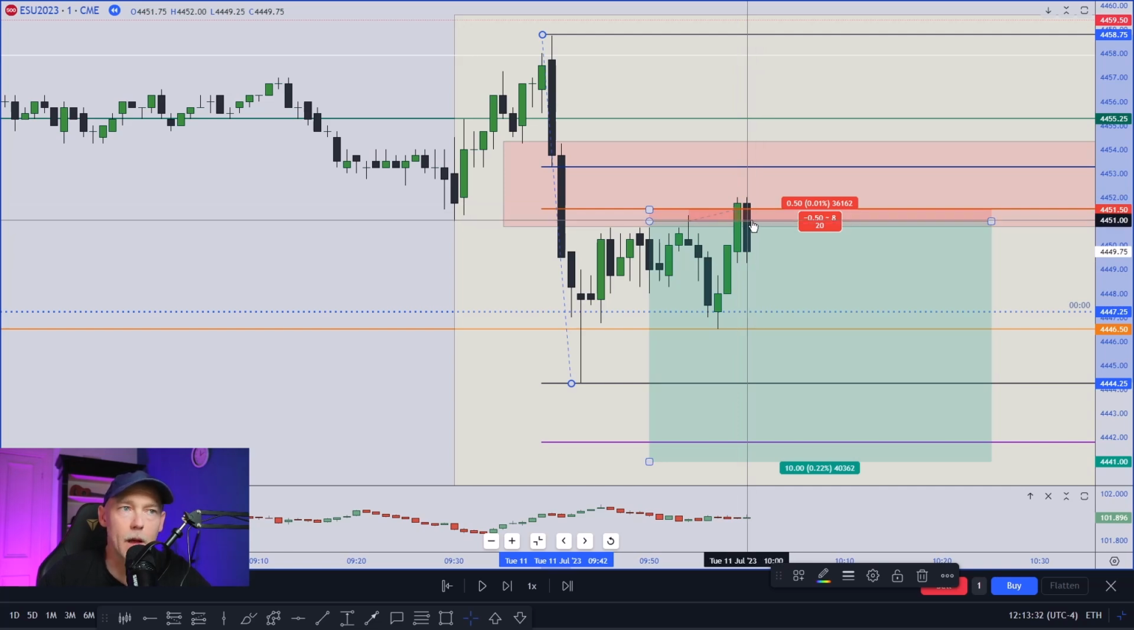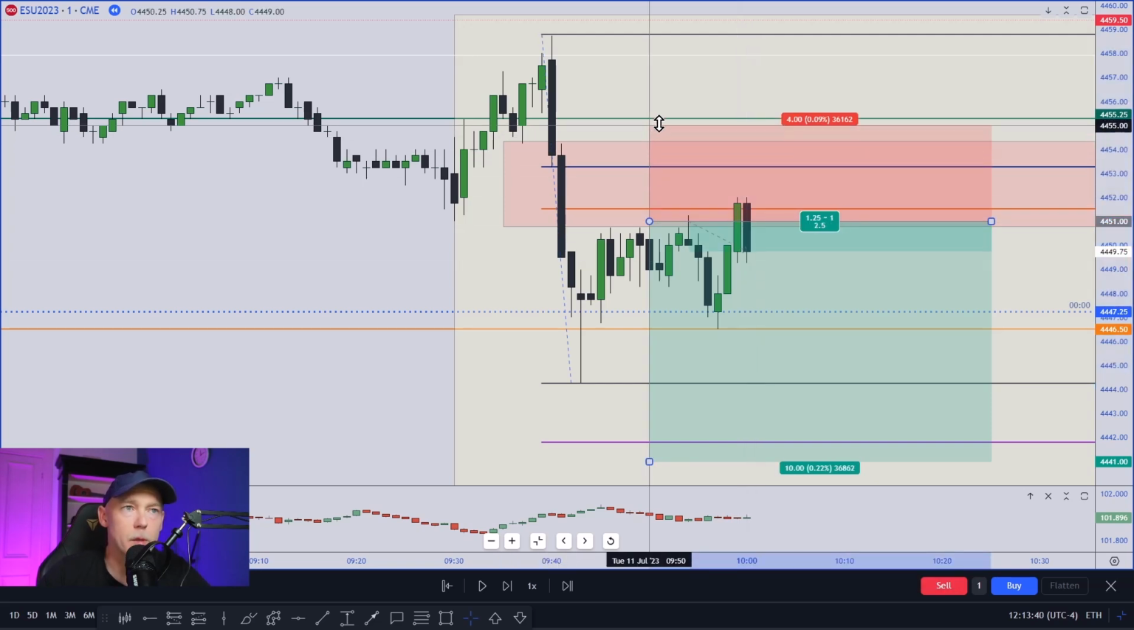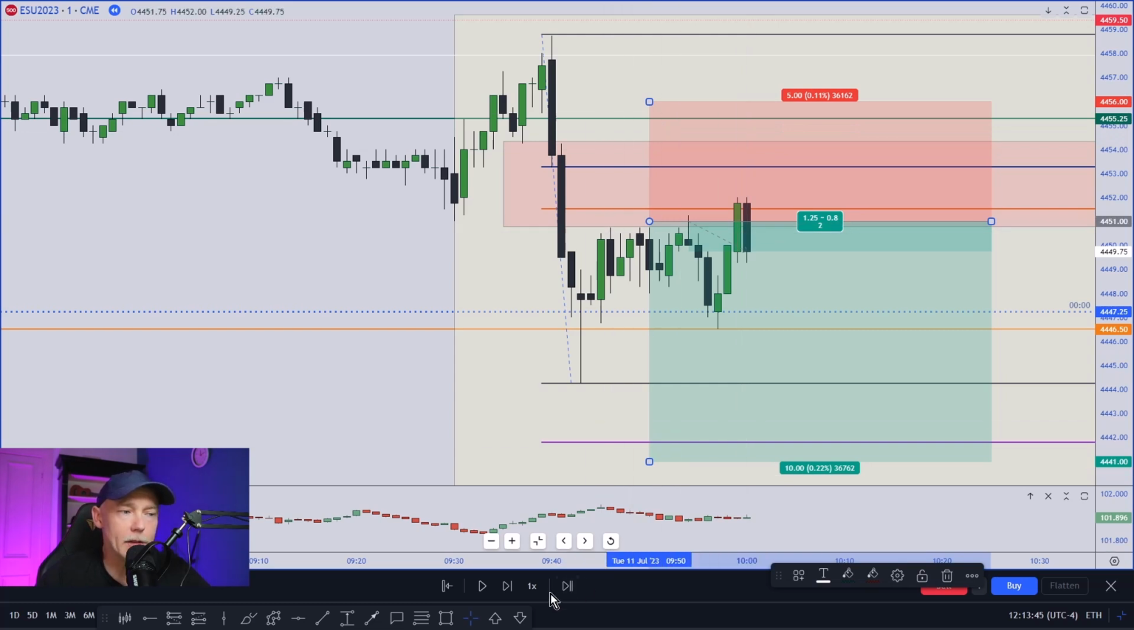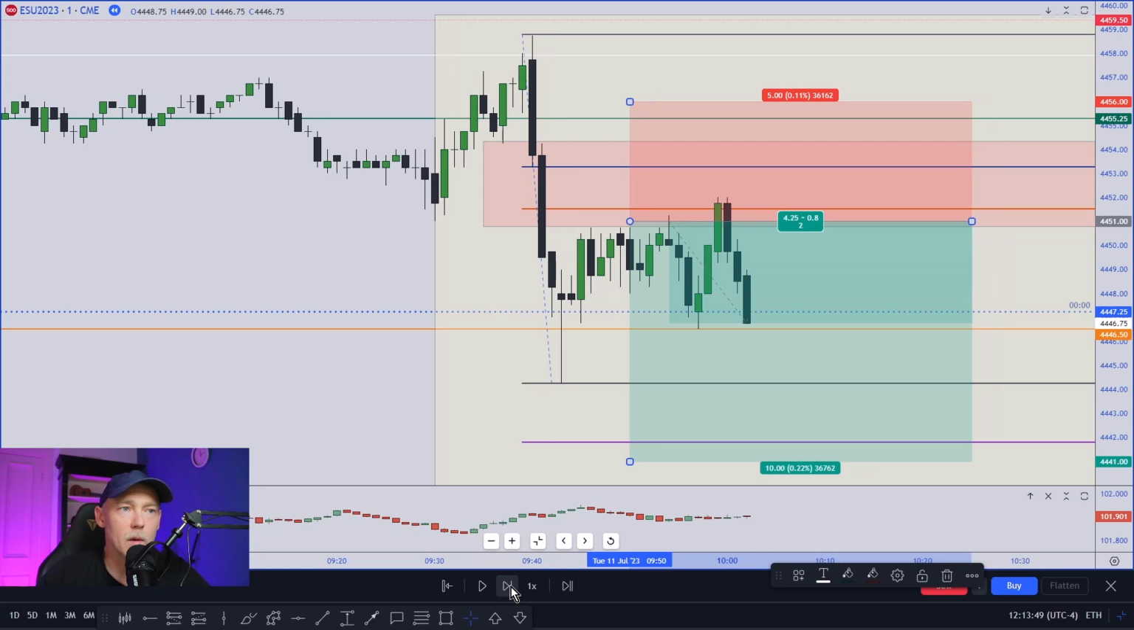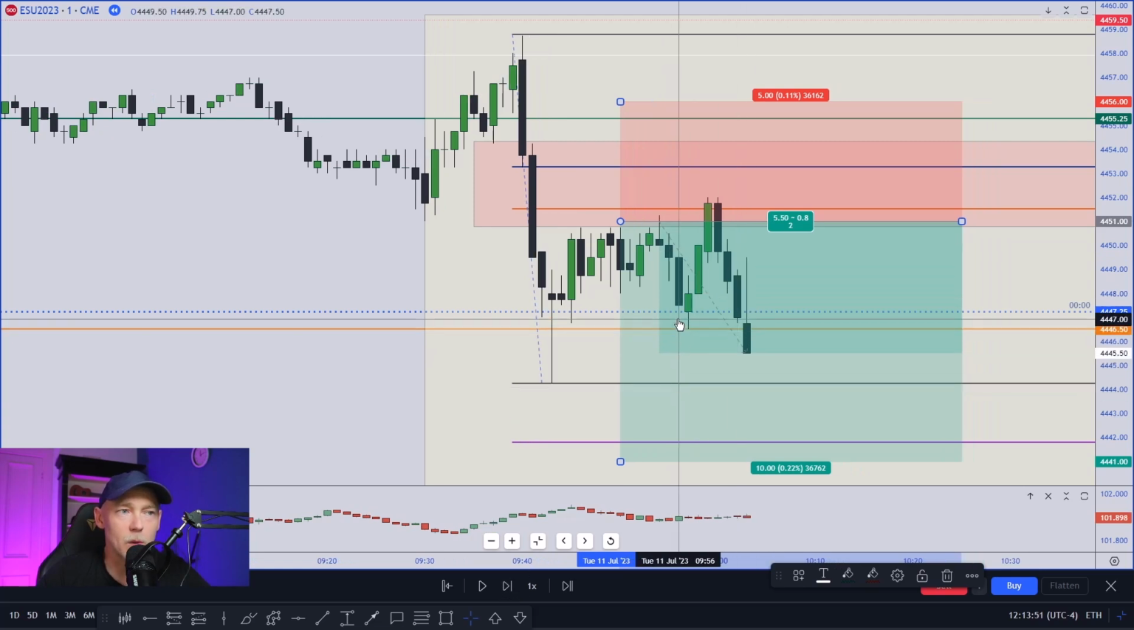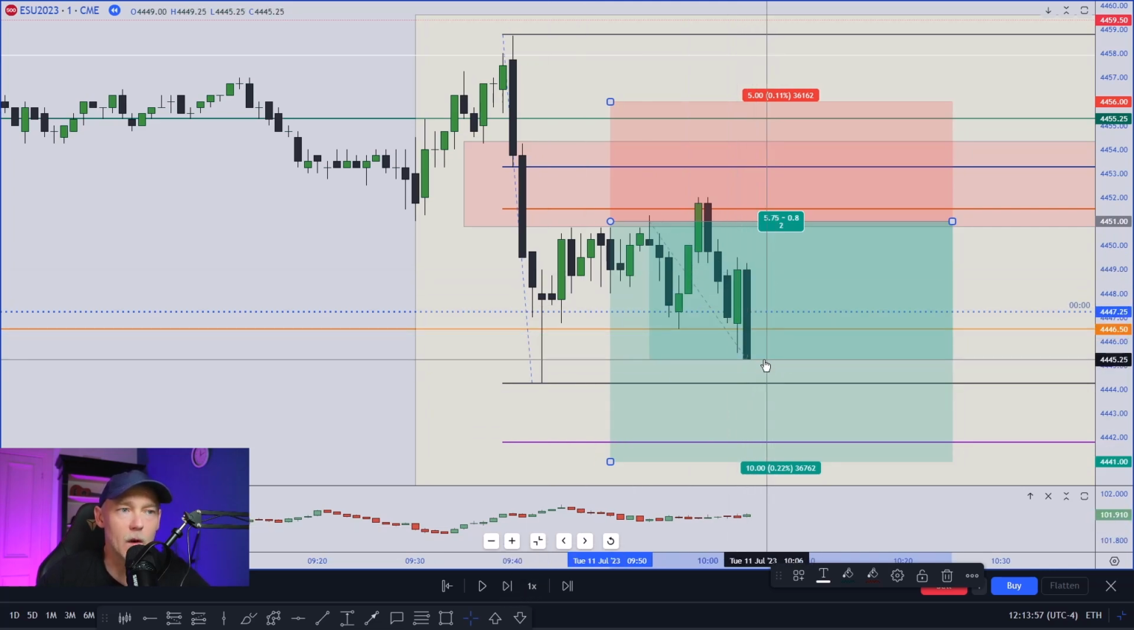Okay, so I went short again. That was the second trade. And I had my stop loss about 5 points up here. And then I let the trade do its thing. I was looking for this move lower. Price moved lower, price moved lower, price broke this low here. Okay, bounced back up a little bit. But then we moved lower like this.